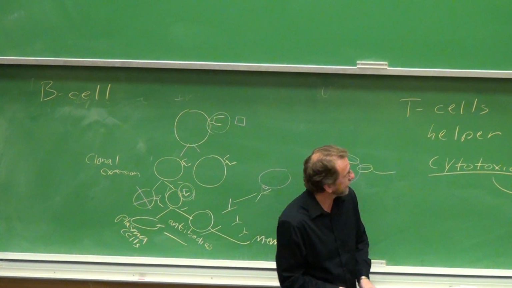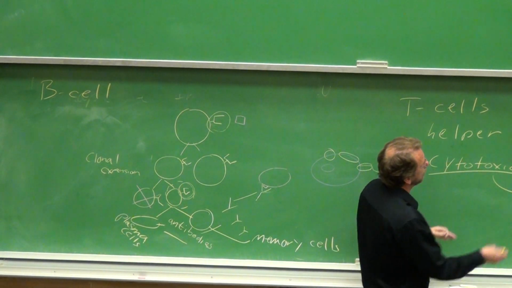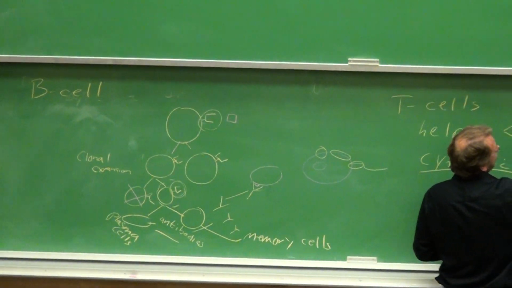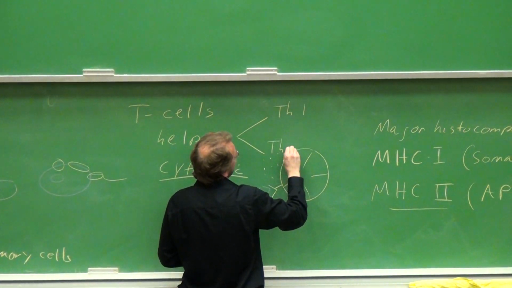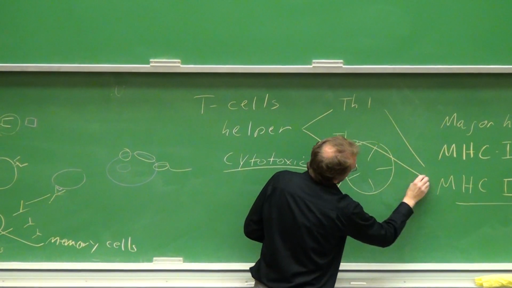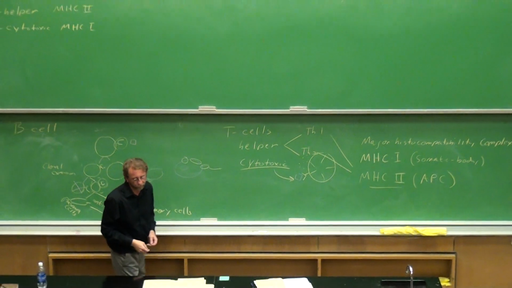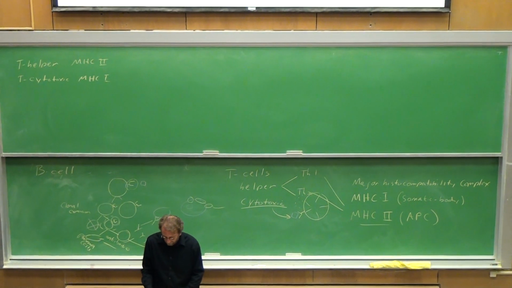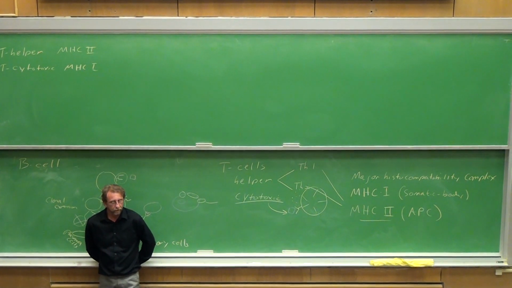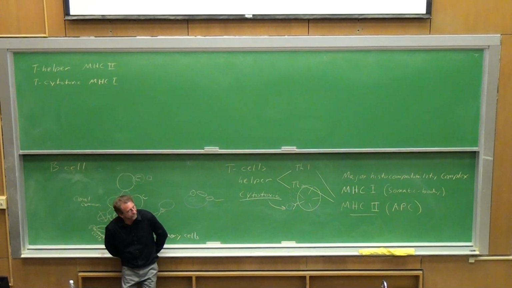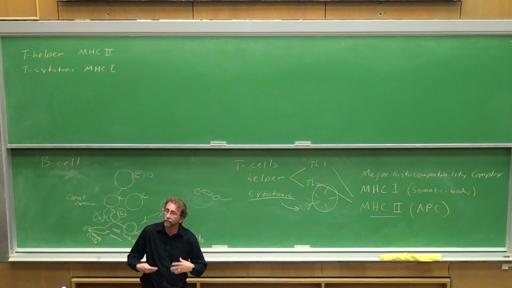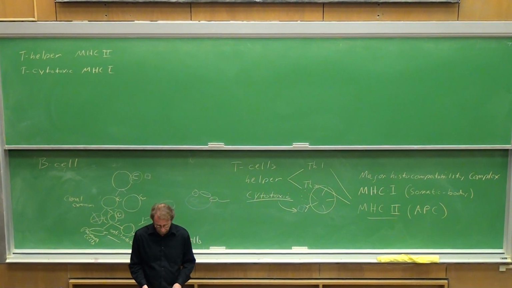And as you might expect, there are actually two classes of T helper cells. T helper 1 cells and T helper 2 cells identify specific types of MHC molecules. T helper 1 cells identify macrophages. T helper 2 cells recognize B cells. And of course, they both recognize dendritic cells.